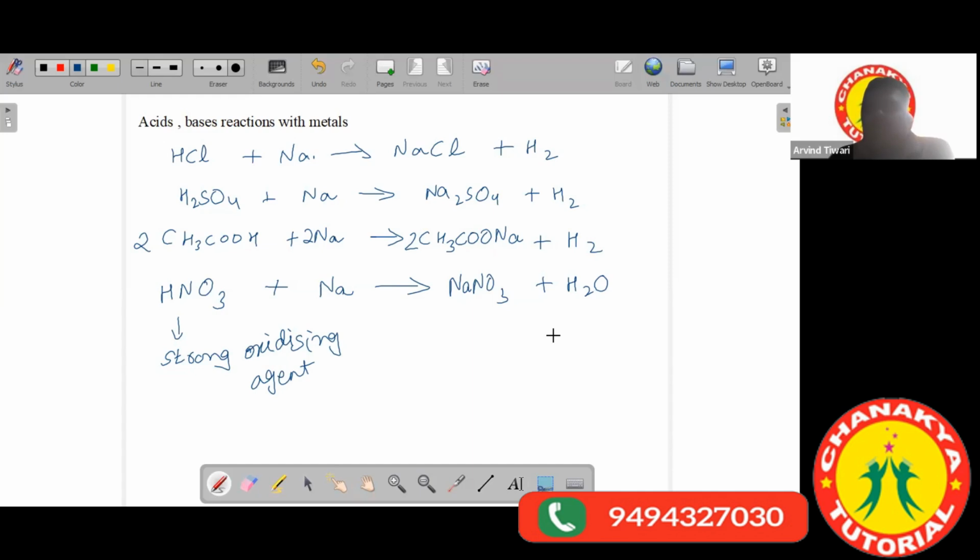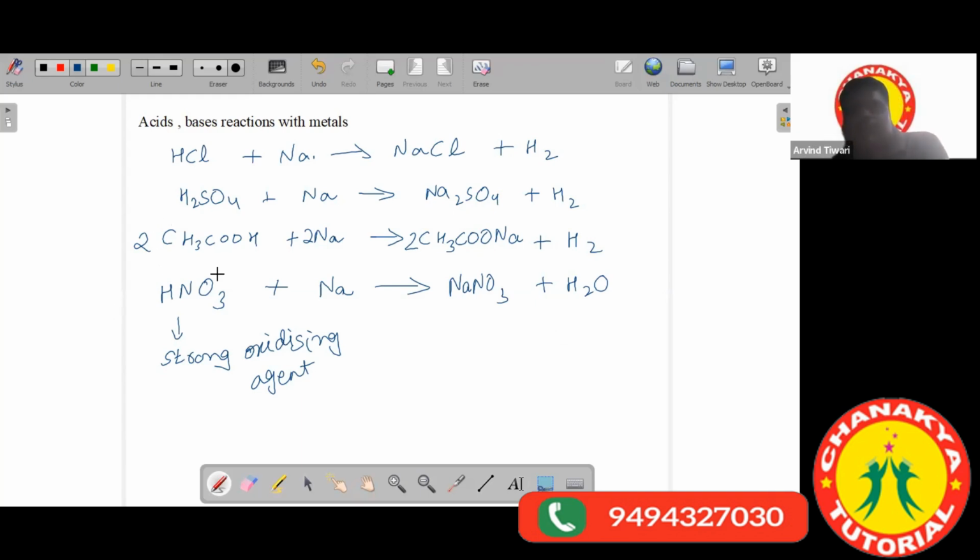And if you have a metal that is less reactive than hydrogen, then also you will not get salt plus hydrogen. Got it? So if there are metals which are less reactive than hydrogen, you will not get the desired results. Understood this? Reaction of acids with metals.